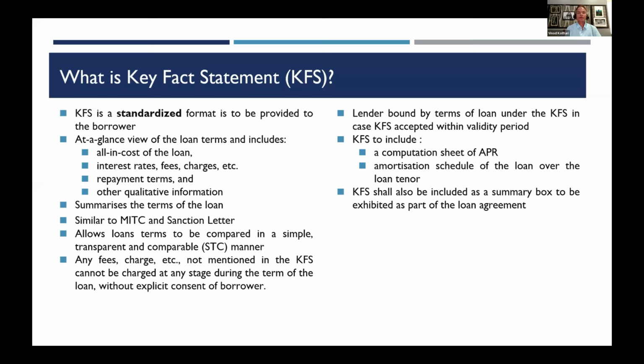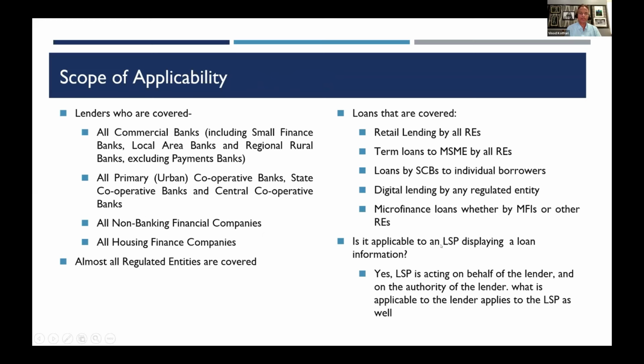Question, is it applicable to a bullet repaying loan? If the bullet repaying loan is also a retail loan, the fact that it's not amortizing, it's a term loan still. It does not have to be repayable in EMIs or EPIs. The RBI uses a standard term called EPI, equated periodic installments. A periodic installment may be fortnightly, for example, or weekly, for instance.